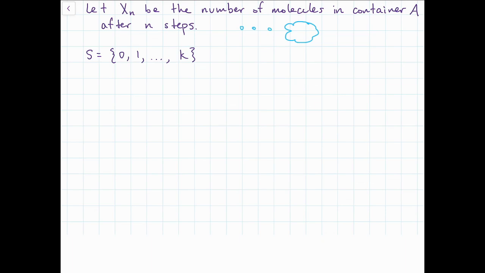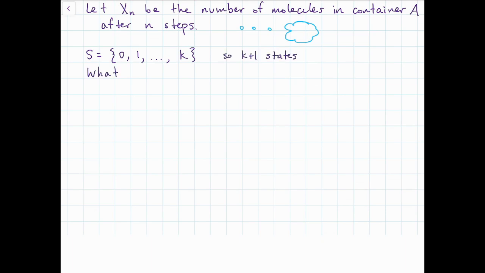By the way we've defined it, we also have that Xn is a discrete time process because the steps themselves are discrete. And lastly, we'd want to think about whether the Markov property would hold. If we know how many molecules are in container A at a particular time, does that tell us how many there will be at the next step? Well, we'll see if we can find that out.